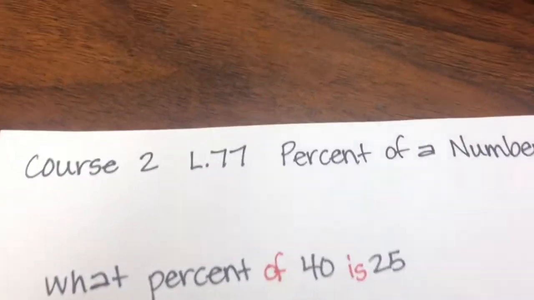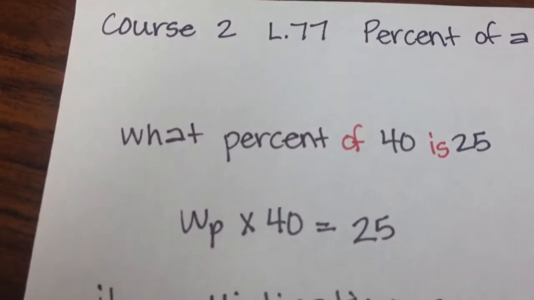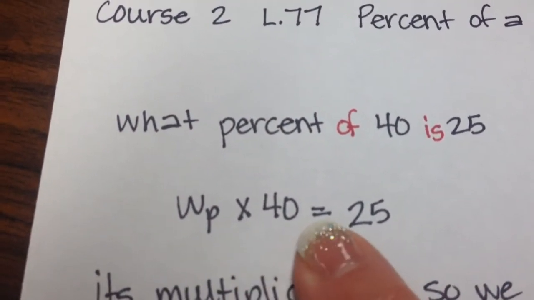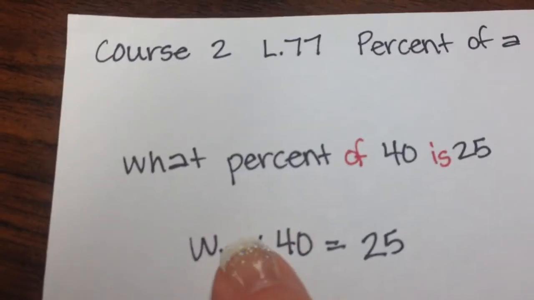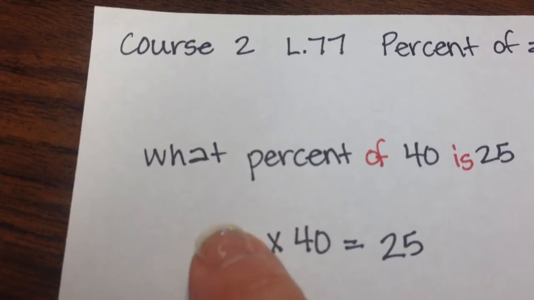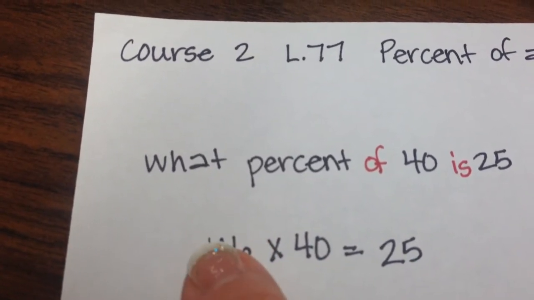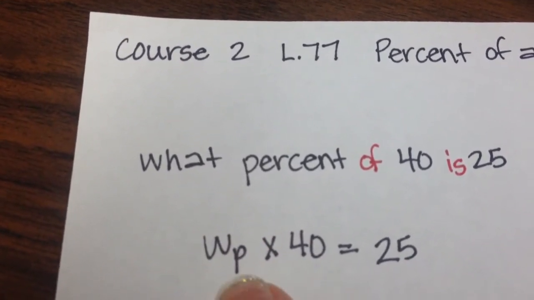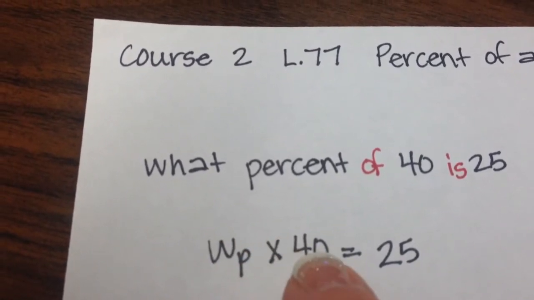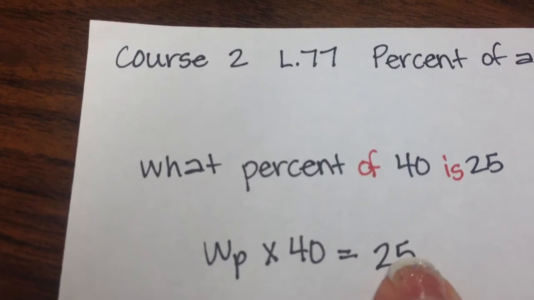What percent of 40 is 25? Well, we're going to remember that "of" means multiply and "is" means equal, right? So I'm just going to use WP for my variable. I could use anything there. I could use the letter X. It doesn't matter. But if I use WP, that reminds me I'm asking for percent. So what percent of 40 is 25?